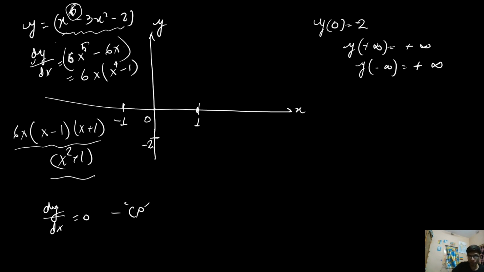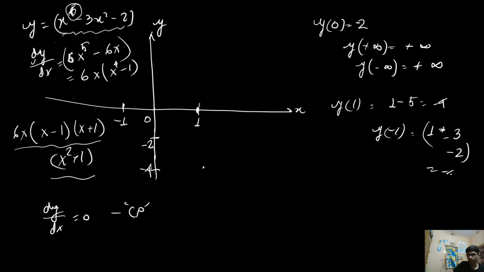So at 0 it is minus 2, let us put 1. So at x is equal to 1, the value will be 1 minus 3 minus 2, that is basically minus 5, that is minus 4. So at 1 the value is resulting in minus 4. Similarly at minus 1 the result is 1 minus 3 minus 2, again the result is minus 4. So the result is the same.